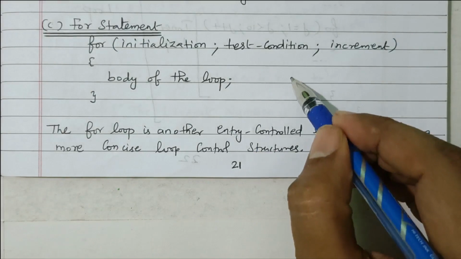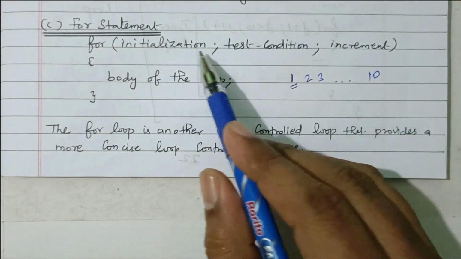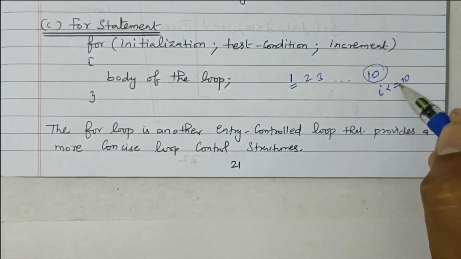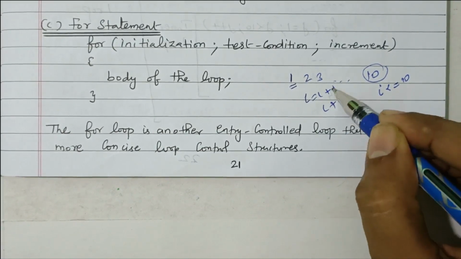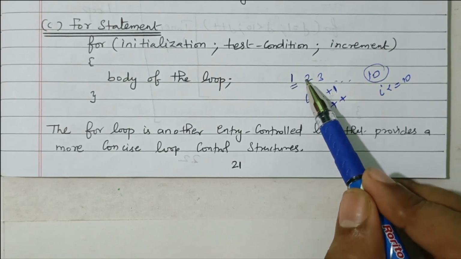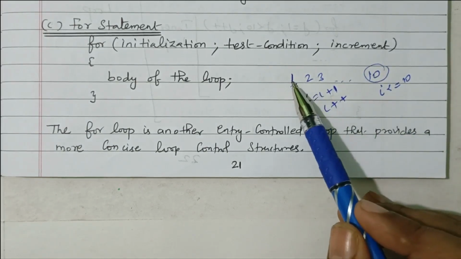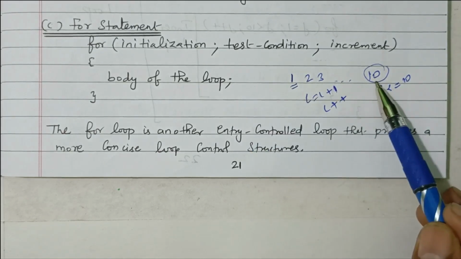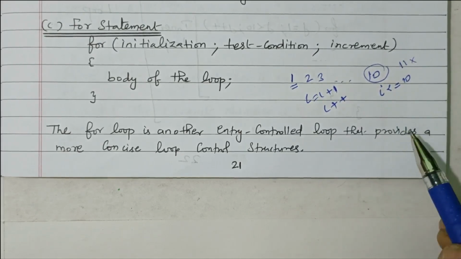So if we want to produce the numbers 1, 2, 3 up to 10, it is very easy. The initial value is 1. The test condition is i less than or equal to 10. If it is more than 10, it will stop the process. What is the increment? i equal to i plus 1, that is i plus plus. i plus plus is called the increment operator. So initially it takes 1, checks the condition, executes the operation, then increments, and again executes. Until it reaches 10, it will execute. After 10, it becomes 11. At that time the condition is false, so it will stop the process.